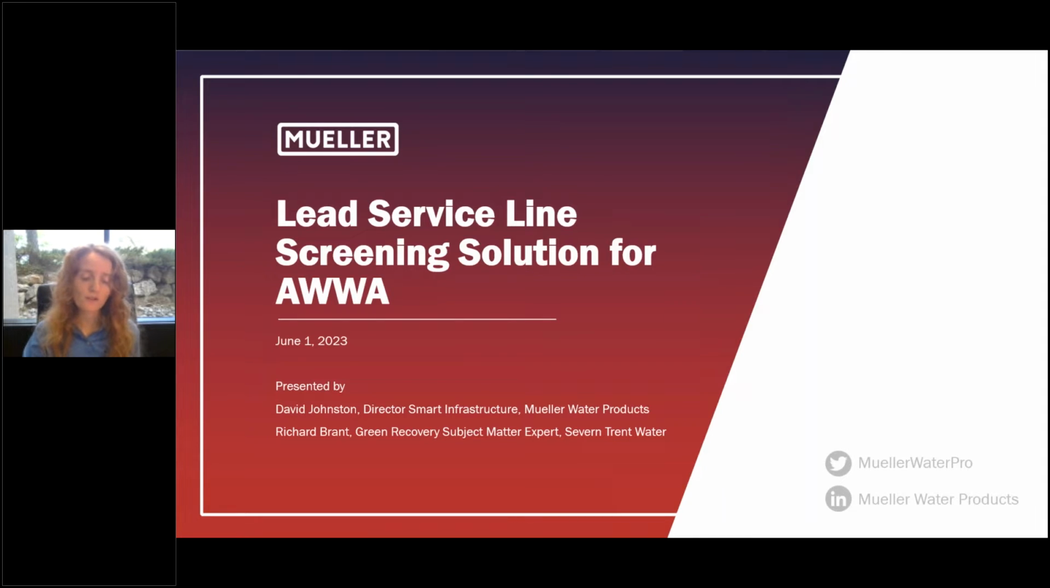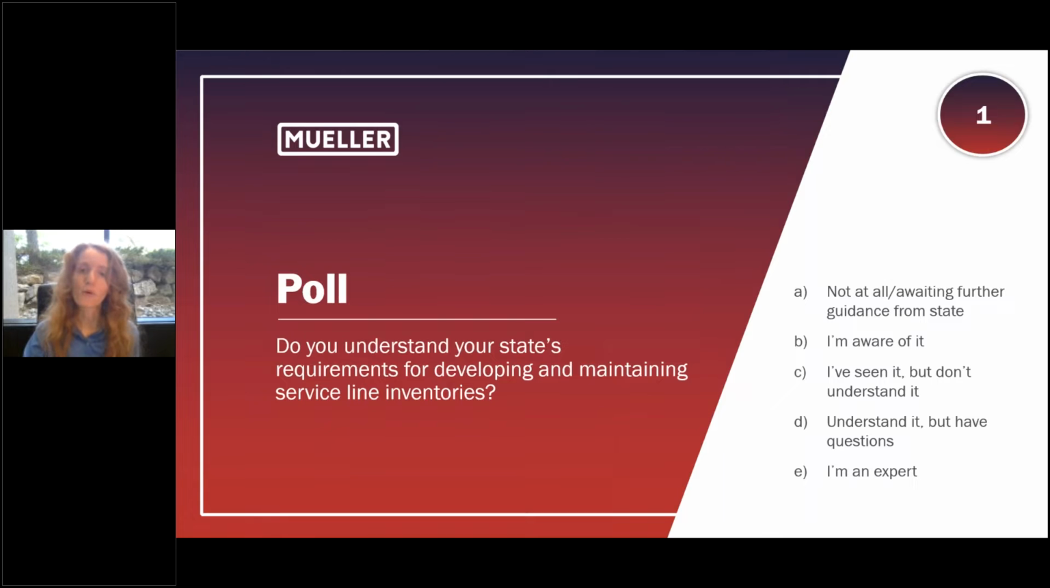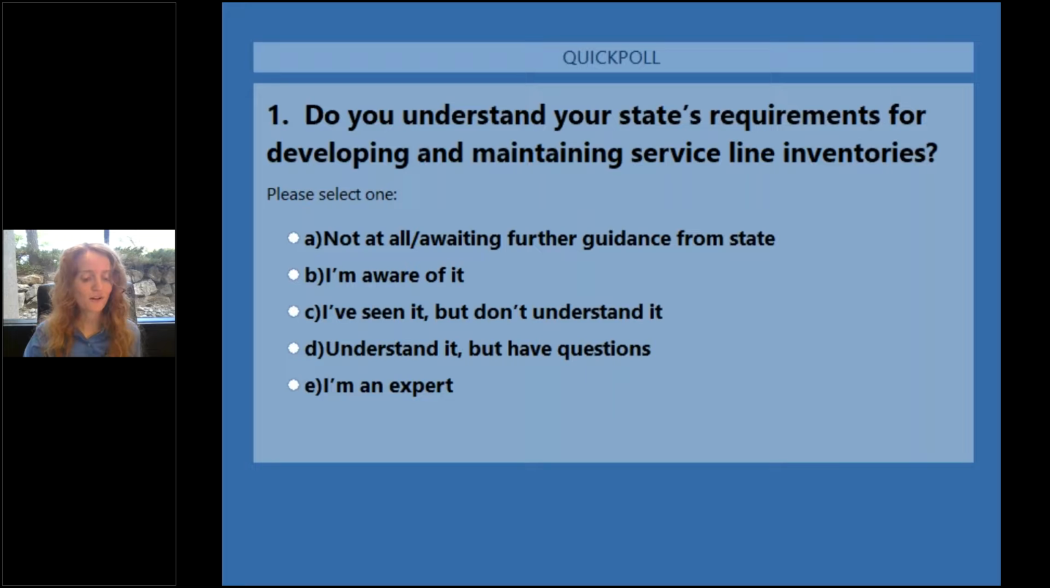While we wait for everyone to join, we have a couple of poll questions. This first poll asks: do you understand your state's requirements for developing and maintaining service line inventories? A, not at all, awaiting further guidance from the state. B, I'm aware of it. C, I've seen it, but don't understand it. D, understand it, but have questions. And E, I'm an expert.